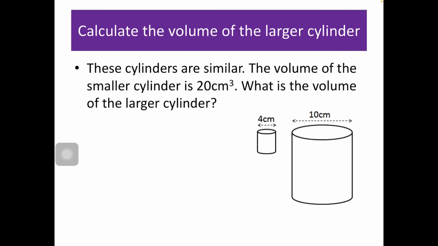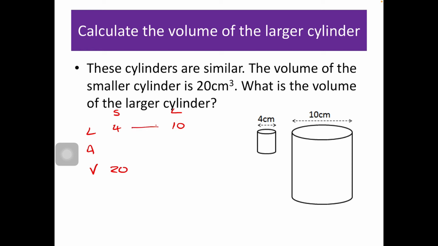Okay, so we've got two cylinders. We've got a length of 4 and a length of 10. So again, same as before: length, area, volume. Now this time I'm going to have my small cylinder and my large cylinder, and then I'm going to put my scale factors in the middle. So it's another way of laying it out. So I've got 4 and 10, and then I know my volume is 20.